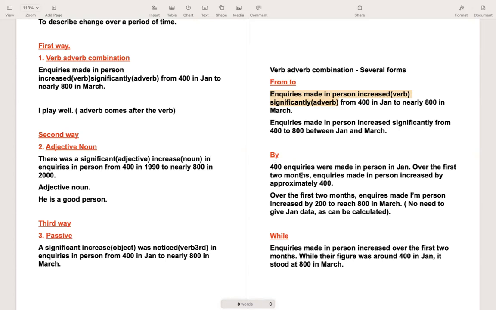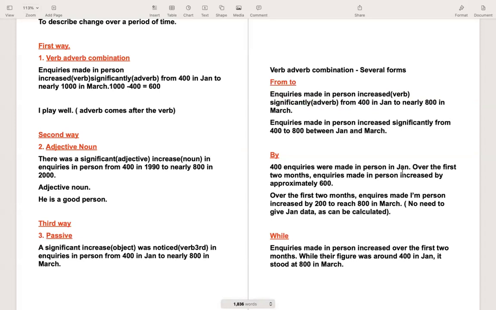Now, in case of by, you tell the difference. For example, 800 minus 400 is 400. Let's imagine it was 1000. The difference would be what? 1000 minus 400, 600. So you can make the sentence using by, and by you end up writing the difference. For example, if it was 400 and 1000, you would have written the sentence like that.